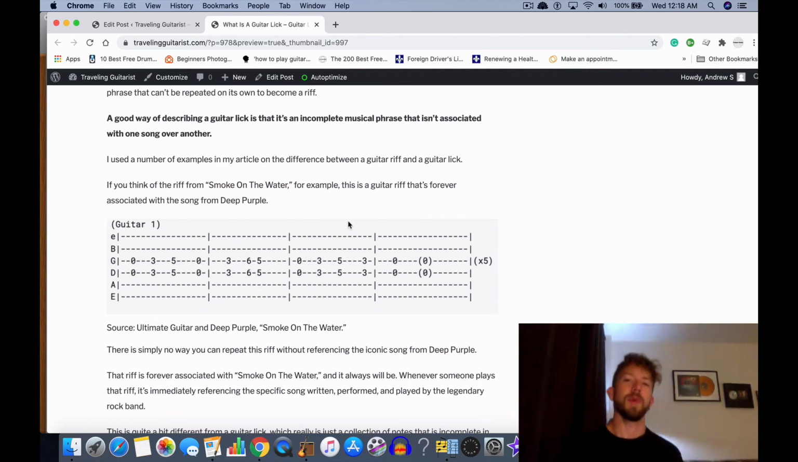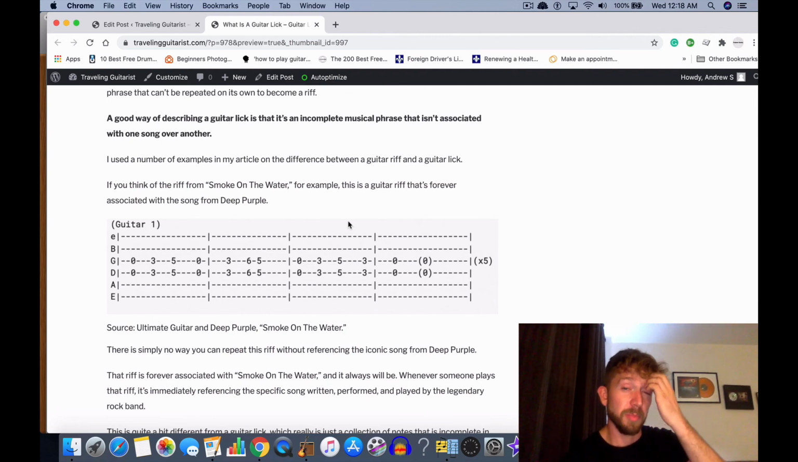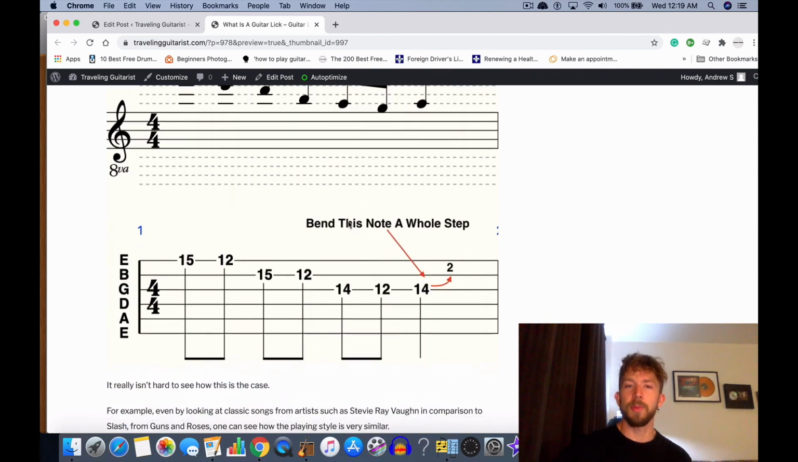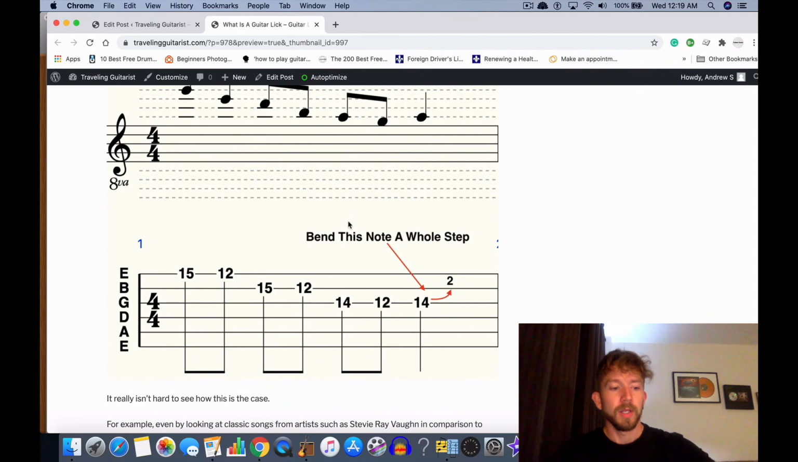So that's a riff, man. That's a complete phrase. It's a complete musical idea, and you can't play that without calling back to that song from Deep Purple. Now, there are some examples of licks, like, for example, check out this lick.